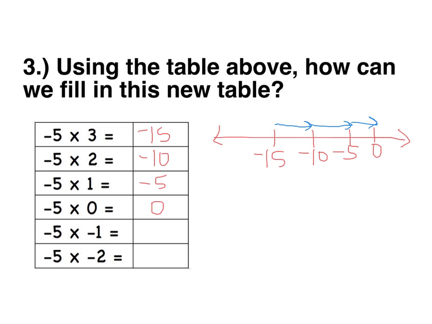So if we continue that pattern, 0 plus 5 is going to be positive 5, and 5 plus 5 more is going to be positive 10. So what we can see from this is that if we have a negative multiplied by a negative, the result is a positive answer.